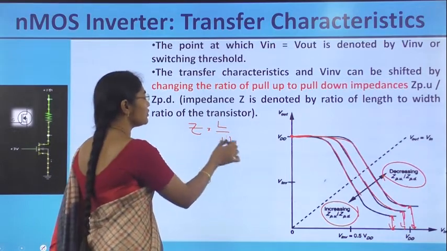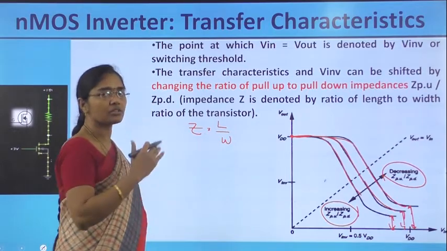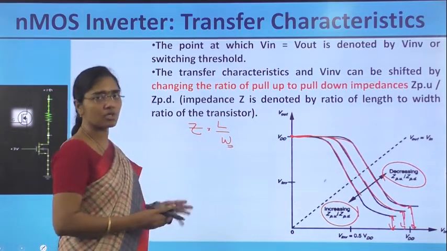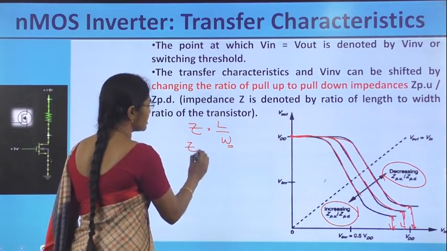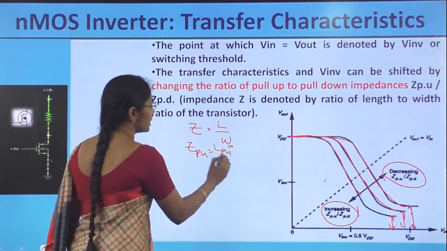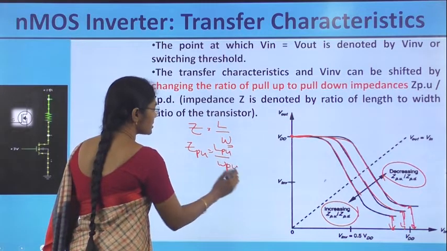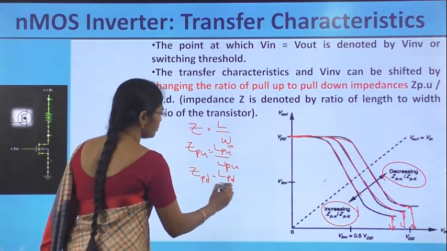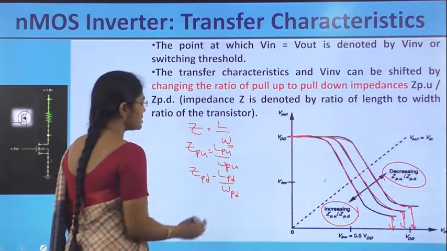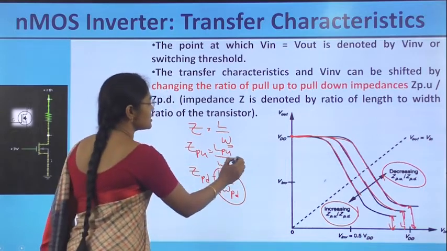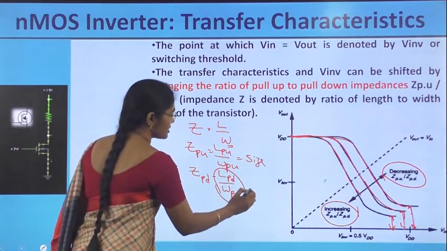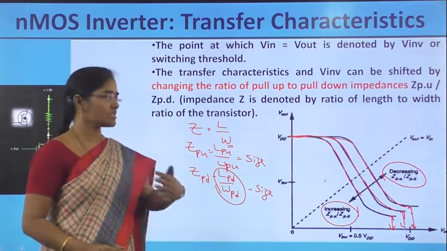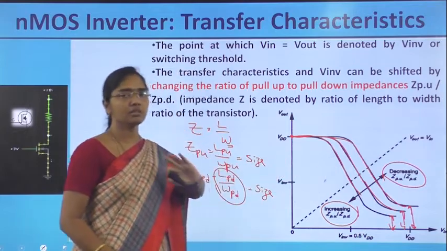That means the length of the gate by the width of the gate, or the length of the channel by the width of the channel. So ZPU is equal to LPU by WPU, and ZPD is equal to LPD by WPD. These are nothing but the sizes of the pull up and pull down transistors. So by changing the size of the pull up and pull down transistors, these characteristics can be varied.